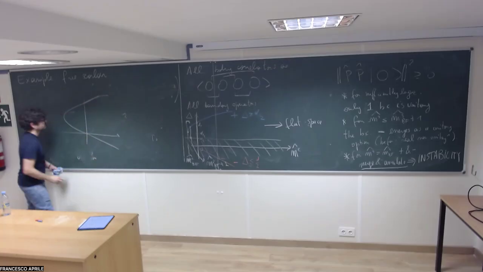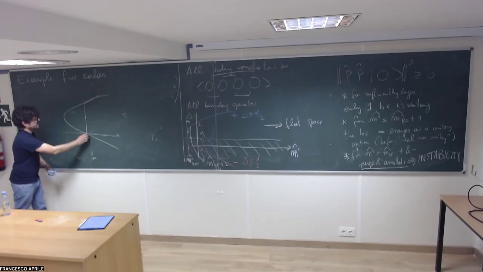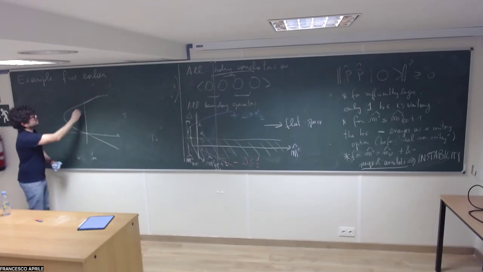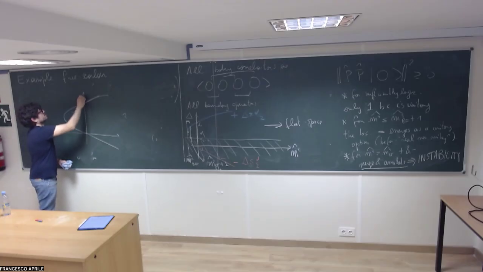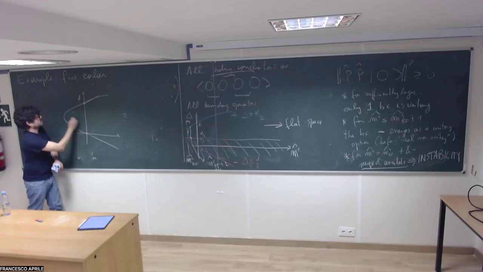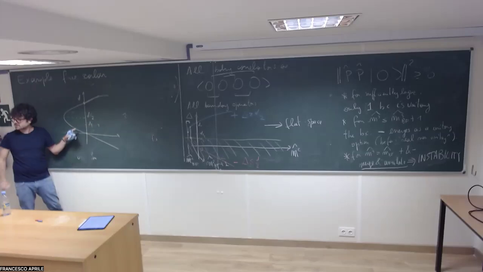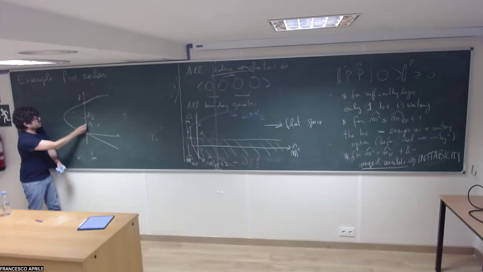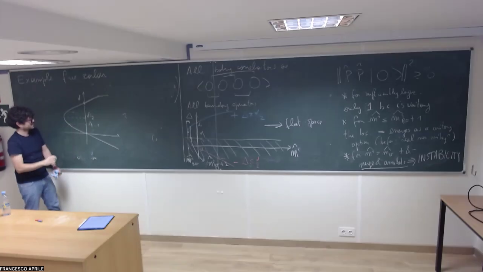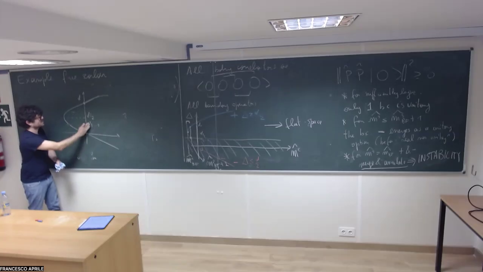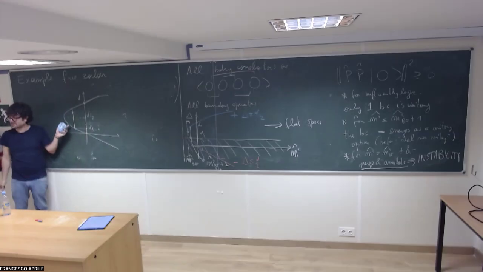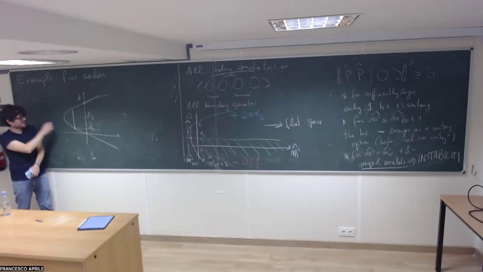Here's my parabola. So this is zero mass, and zero mass is dimension d. This is d over 2. Then somewhere here there is d over 2 minus 1.